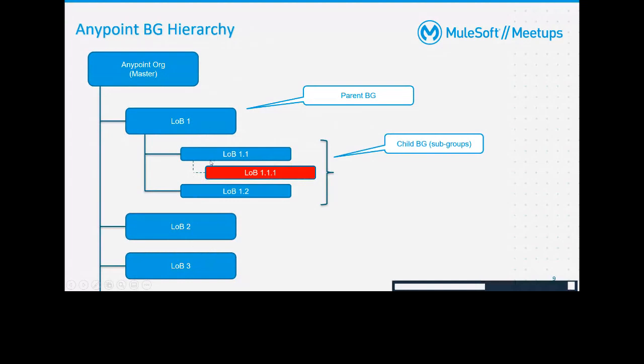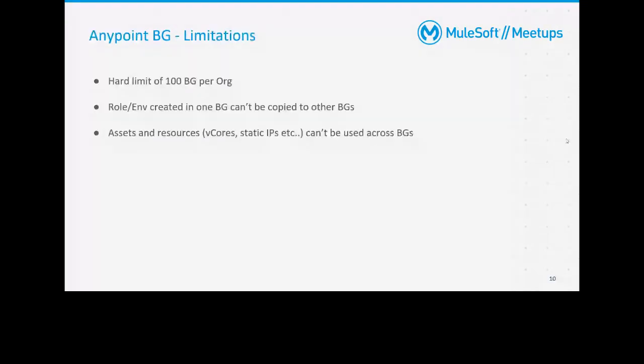And the next limitation, Vikram. One thing: if some API is deployed in one business group and another API is deployed in another business group, how can they communicate with each other? If we can add something on this, it will be useful.